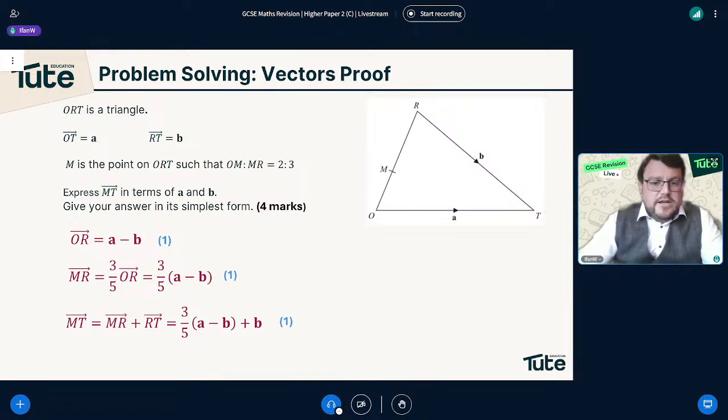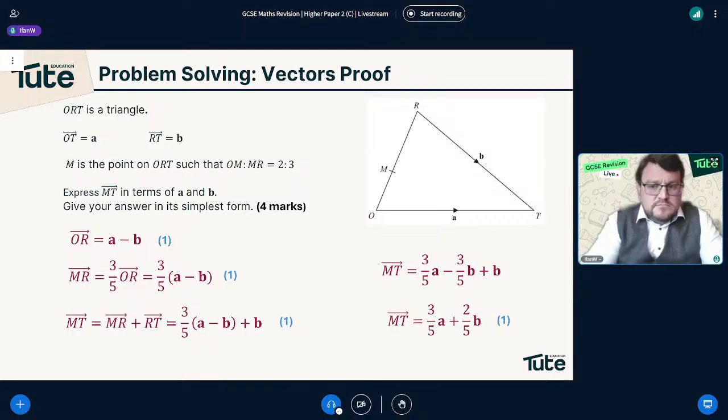Now, to get your final mark here, you need to simplify this, okay? So it's basically 3/5 a take away 3/5 b plus b. Now you've got a negative 3/5 b, add b here. Very careful on that one, people. Very careful. So it becomes 3/5 a plus 2/5 b. That is the path that you need to take right there.